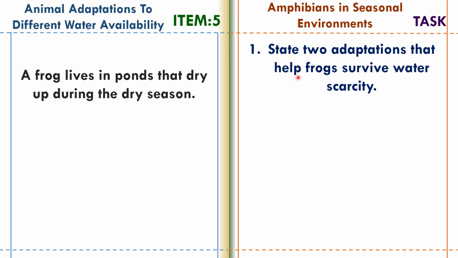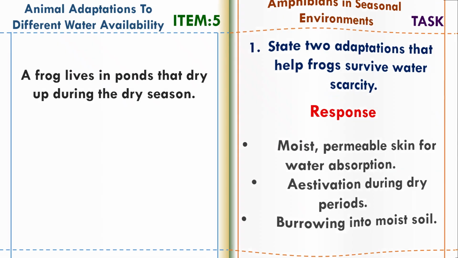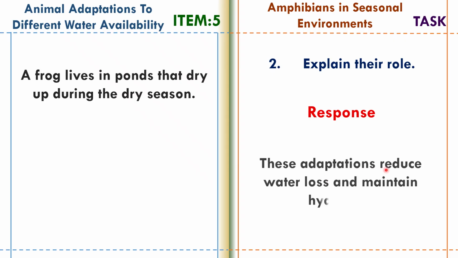State 2 adaptations that help frogs survive water scarcity: moist, permeable skin for water absorption, estivation during dry periods, and burrowing into moist soil. Explain their role. These adaptations reduce water loss and maintain hydration.